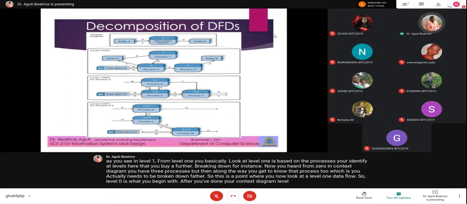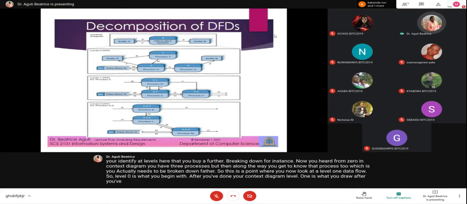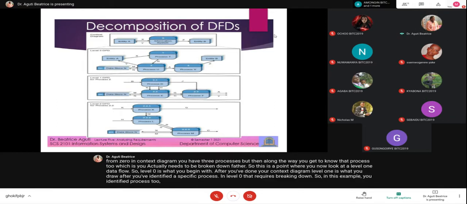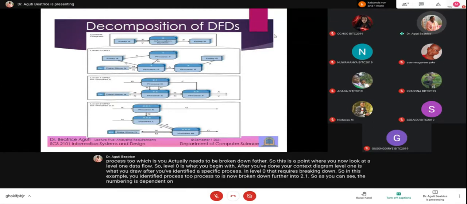Level one is what you draw after you've identified a specific process in level zero that requires breaking down. So in this example, you identified process two. Process two is now broken down further into 2.1. So as you can see, the numbering is dependent on which process you are breaking down.